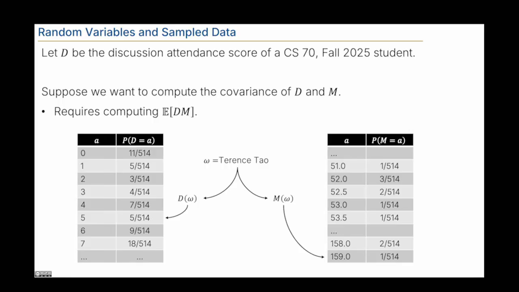How would we do it? How would we compute the covariance, just to see what the association is? Well, we would need to know the expectation of D, the expectation of M, and we would need to know the expectation of the product of those random variables.